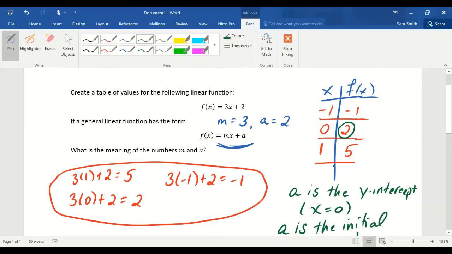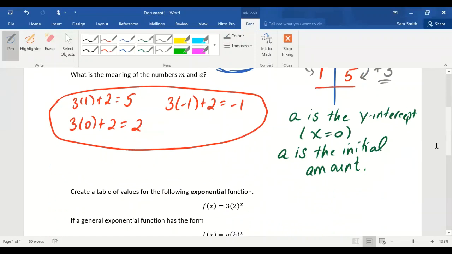Now here's the one that's slightly harder to find in my opinion. Where does 3 show up in this table? Well, notice this. Every time we move down one square in this table, every time we increase x by 1 unit, the outputs increase by exactly 3 units. Negative 1 plus 3 is 2. 2 plus 3 is 5. 5 plus 3 is 8.